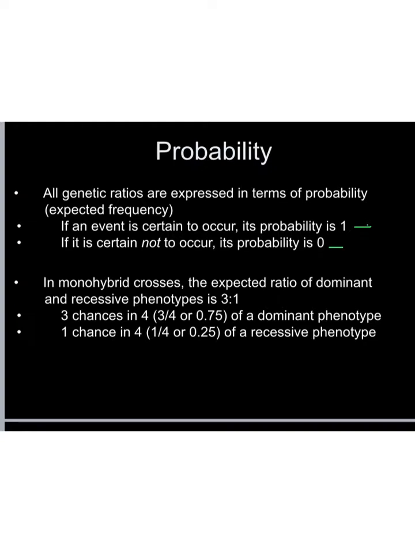And when we talk about genetic ratios or genetic probabilities, we're somewhere in between that. Not always, but most of the time we're going to be somewhere in between, so we're going to be talking about probabilities somewhere between 0% and 100%. When we talk about monohybrid crosses, there are some specific ratios that we can use to help us automatically know what the phenotype of the offspring is going to be.